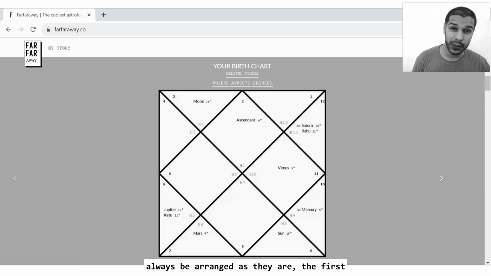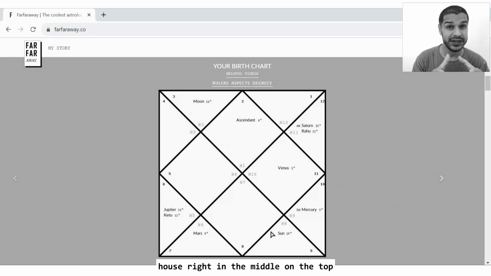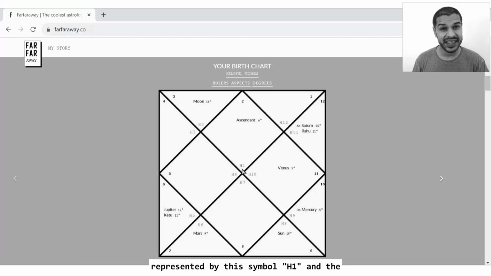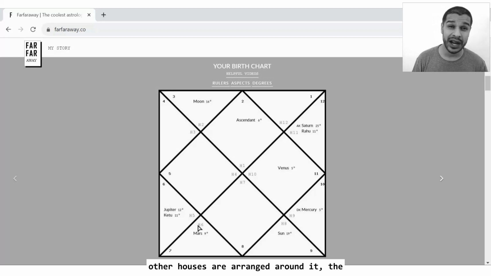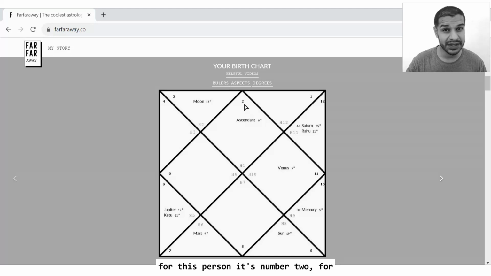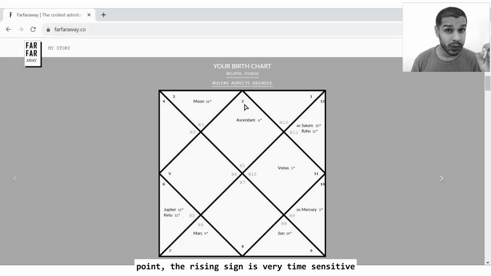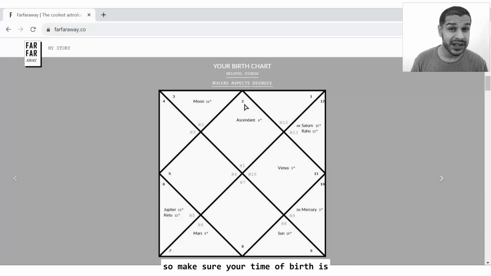The houses will always be arranged as they are. The first house, right in the middle on the top, is represented by the symbol H1, and the other houses are arranged around it. The number 2 is a very important number. For this person it's number 2, for you it might be number 7. This is the rising sign, the ascendant, the starting point. Rising sign is very time sensitive, so make sure your time of birth is accurately entered.